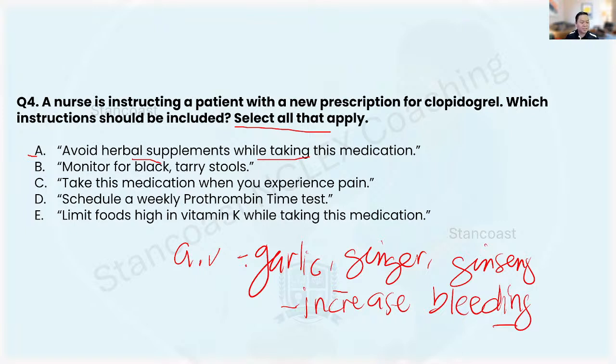Now let's take a look at letter B. Monitor for black tarry stools. What is that? Well, the monitoring of the stools is very important, especially when they are now at home. If their usual color of the stools is, let's say, yellowish brown, and then when they start taking the Plavix it causes discoloration, maybe black color or tarry, this is a sign that there could be GI bleeding, right?